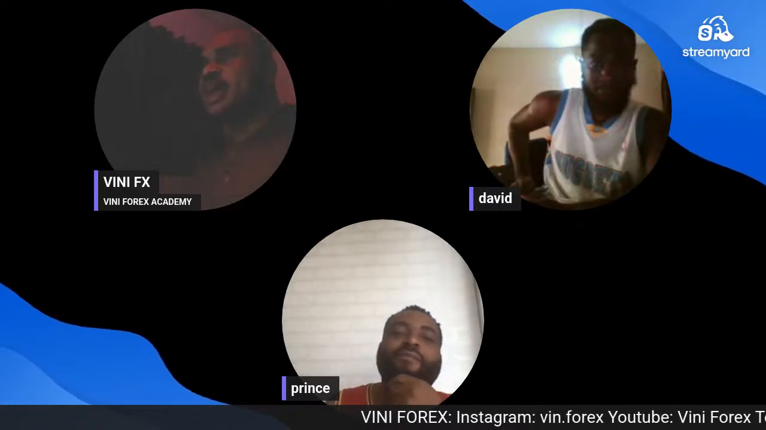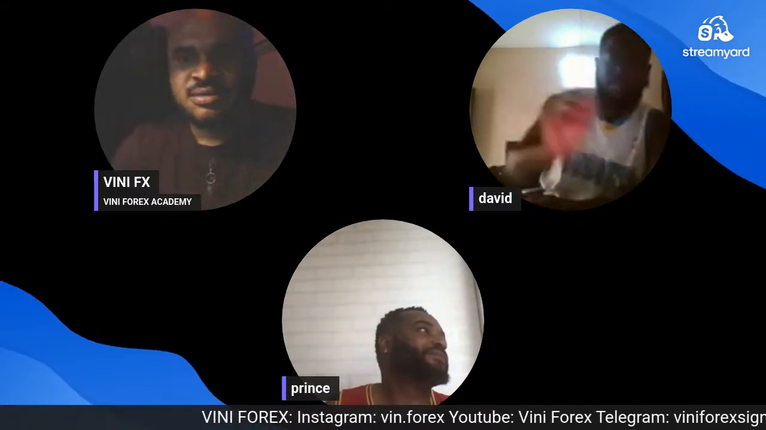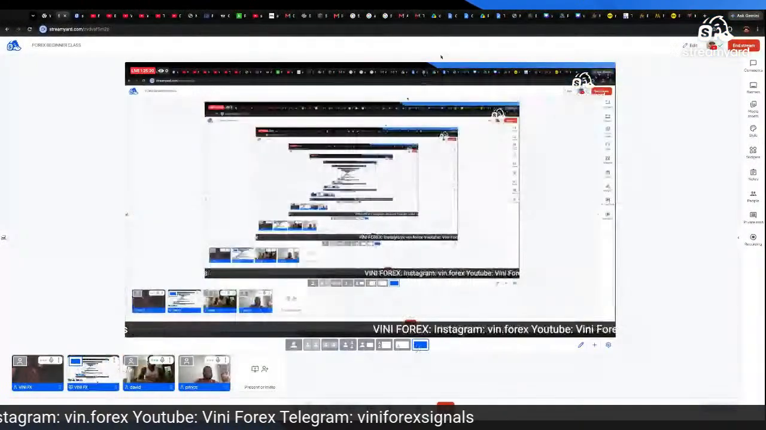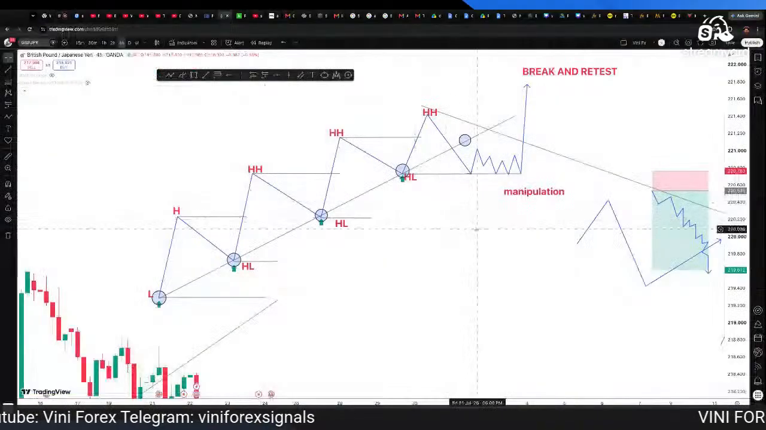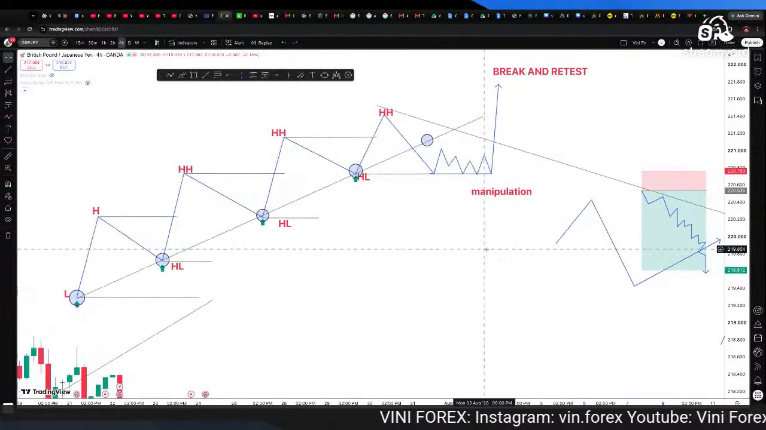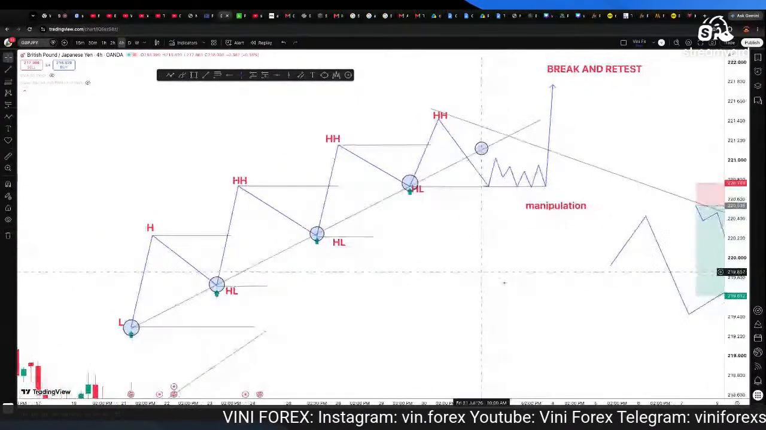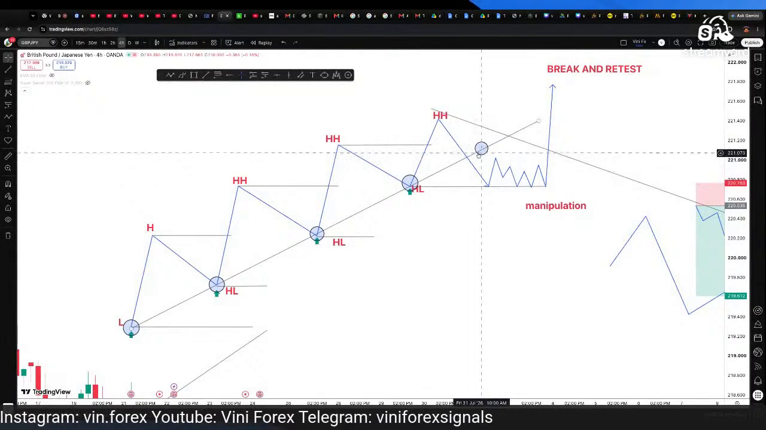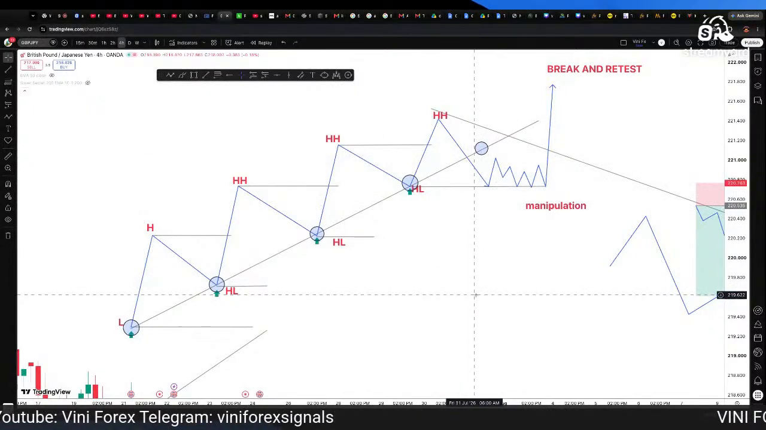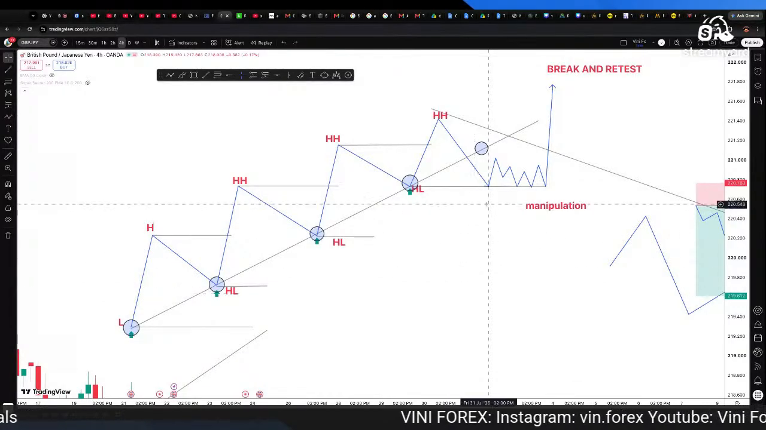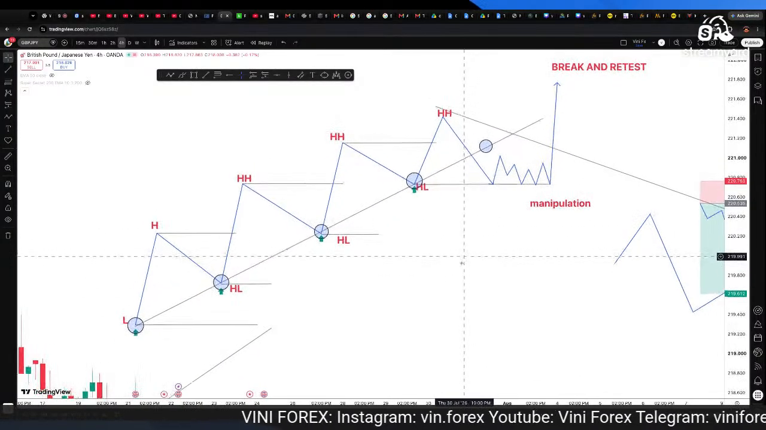Yes, sir. I have a question to ask you. Please go ahead. It broke the first one, right, before it went to the second one? Based on the equal lows we have, one, two, three, four, five. So the market broke the fifth equal low and went down, but it didn't break the fourth equal low, the higher low.